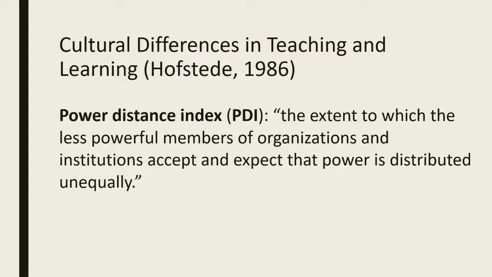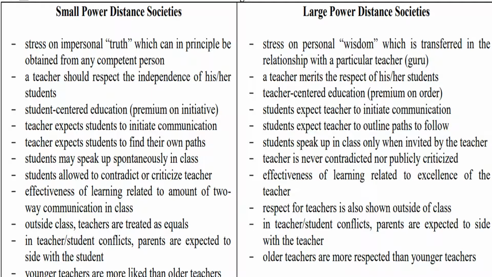So here we have a breakdown of what that would look like for students and teachers and what each is bringing to the classroom. On the left, we have small power distance societies, and these would be societies probably more similar to the United States. Large power distance societies might be exemplified in a country like China. We're not going to look at all of them, but you can notice here the expectations for teachers and students, who is expected to initiate communication, as well as what's expected in terms of disagreement with the professor.